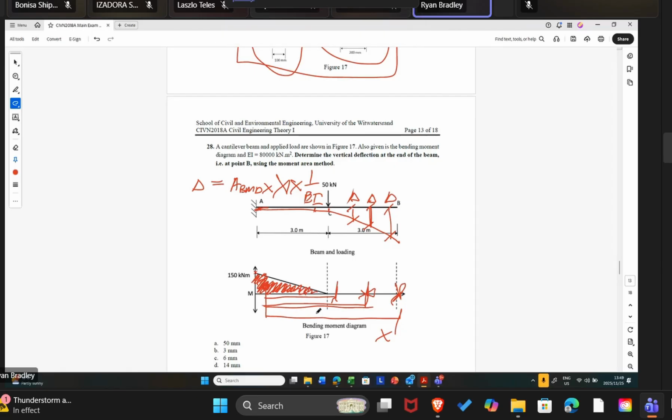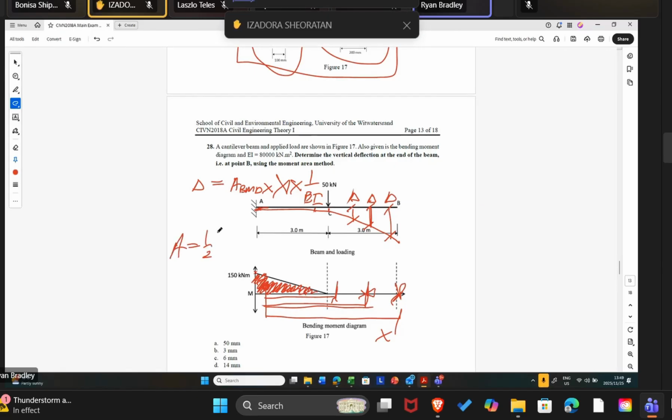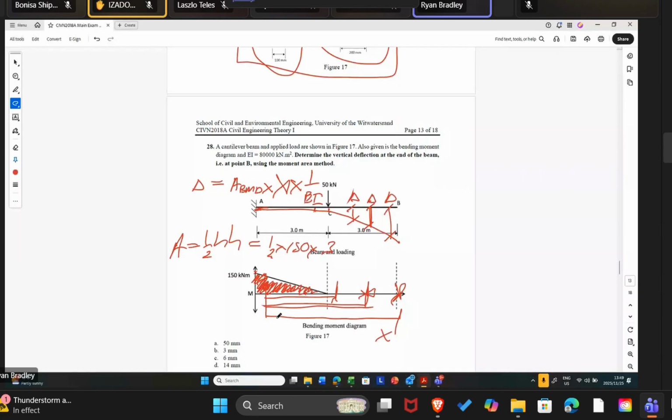Okay, so in this problem, the area of a triangle is half base times height. The base is 3 and the height is 150, so here you're going to have a half times 150 times 3. We also know that the geometric center of a triangle is at 1 over 3 of the length from one end and 2 over 3 from the other. So that's where the centroid, the geometric center of that shape, is.